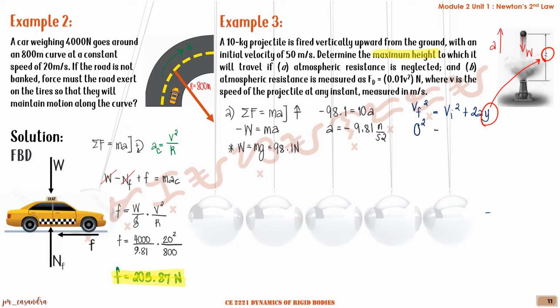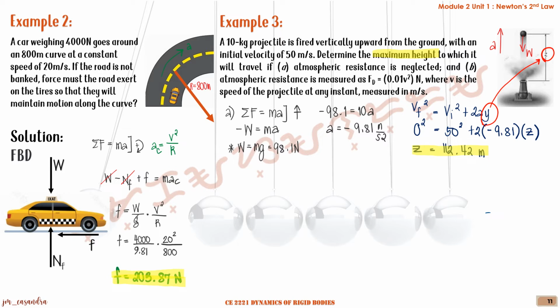So 0 squared equals the initial velocity, 50 squared, plus 2 times our computed acceleration, negative 9.1, times our y, which is denoted in the diagram as z. Or z now is equal to 112.42 meters. So this is our answer for letter A. This is the maximum height reached by the projectile when there is no air resistance or atmospheric resistance.